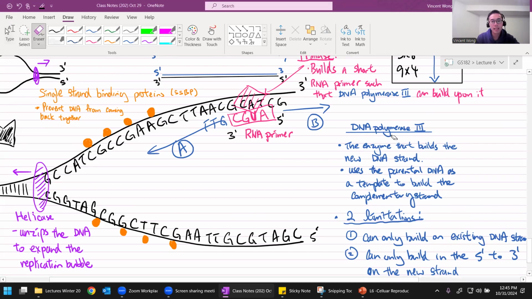So when DNA polymerase 3 continues to build the rest of the strand, my question is, does it build towards the direction of A, or does it build towards the direction of B?